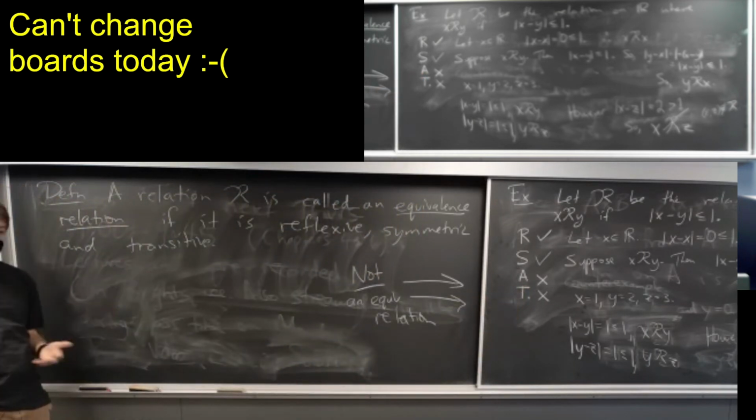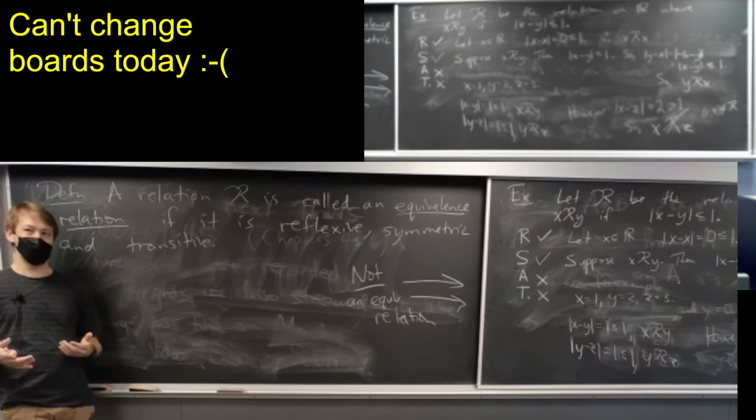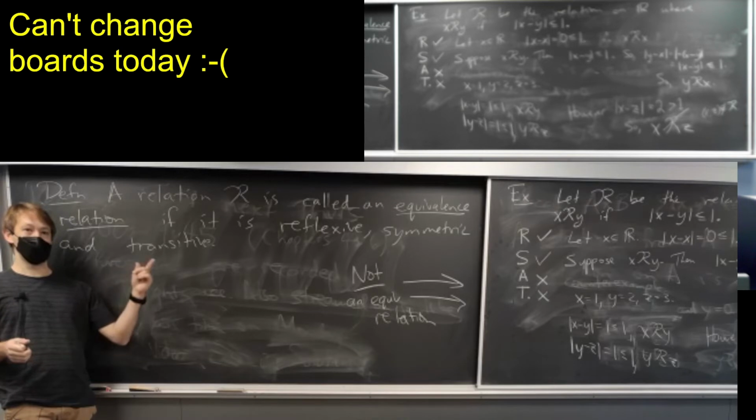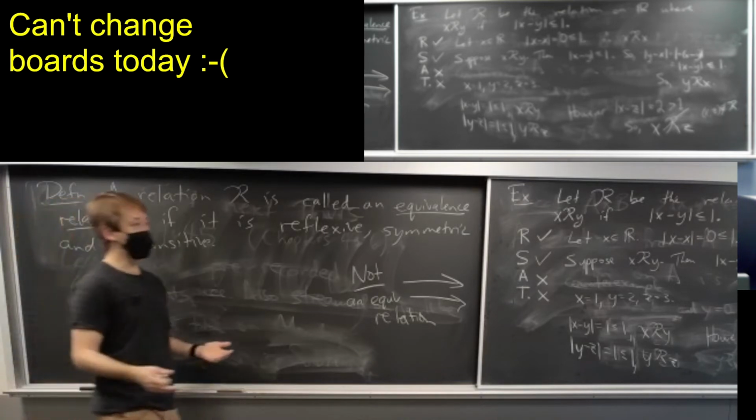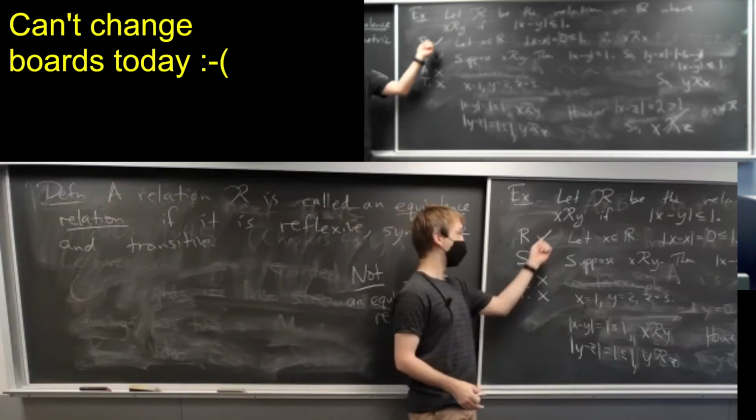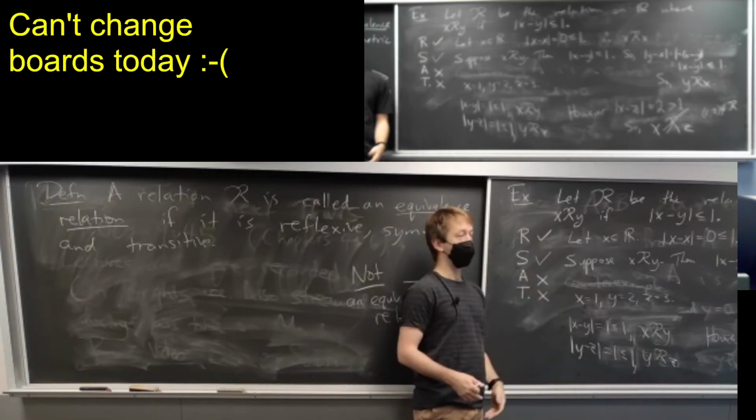In particular, if you're asked if something is an equivalence relation, all you have to do is show it violates one of the properties, right? If it's not transitive, it's not reflexive, or it's not symmetric, you're done. However, if it is an equivalence relation, you have to show it has all 3 properties, which is a lot of work.